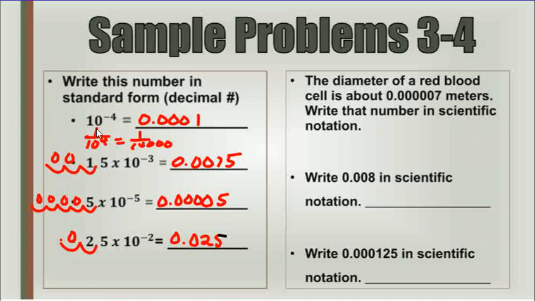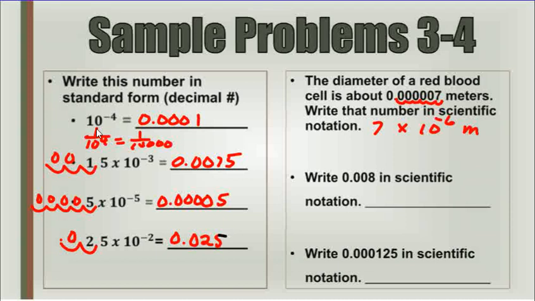Other problems, the diameter of a red blood cell is about 0.000007 meters. Write that number in scientific notation. So I know my decimal has to be between 1 and 9. So I know it's got to be 7 times 10, and I moved it 1, 2, 3, 4, 5, 6 places. But my number in standard form is less than 1. So this has to be a negative 6. So it would be 7 times 10 to the negative 6 meters.